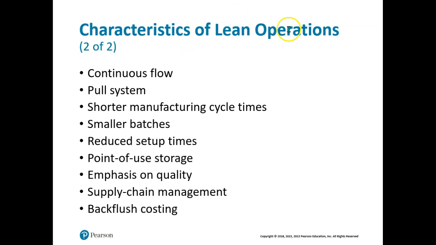So characteristics of lean operations: continuous flow, a pull system, and that means that we produce an order when we've got an order. Okay, we don't build inventory ahead of time. We only build it when we need it. Okay, shorter manufacturing cycle times. So the time from when the order is received to when it gets out the door is short. Small batches, reduced setup times. Point of use storage, an emphasis on quality, good supply chain management, and then another thing called backflush costing, and that's where we don't track every single cost every time it moves through the system. Okay, we can eliminate a couple layers there because it's in work in process for such a brief time.